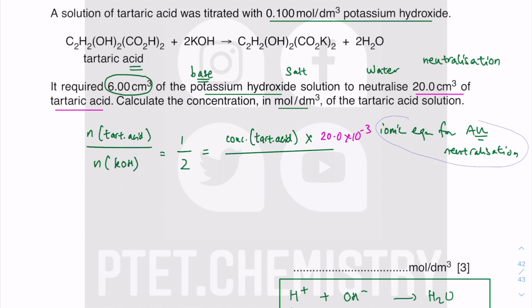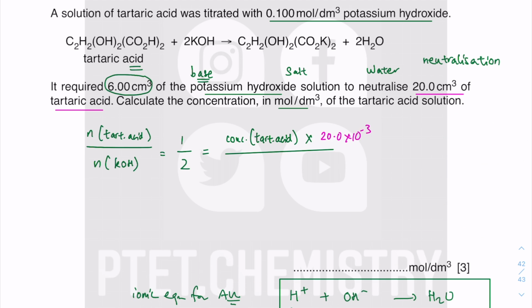I don't really need to show the 20.0 over 1000, because it's the same thing. 20.0 cm³ is equal to 20.0 over 1000 dm³, or I could simply show it in terms of 10 to the minus 3 dm³. It's the same thing if you have done mathematics. Just make sure you know that these two forms are the same, and choose either one. As long as I convert this to dm³ and multiply by mole per dm³, I'll get the mole of tartaric acid on top there.